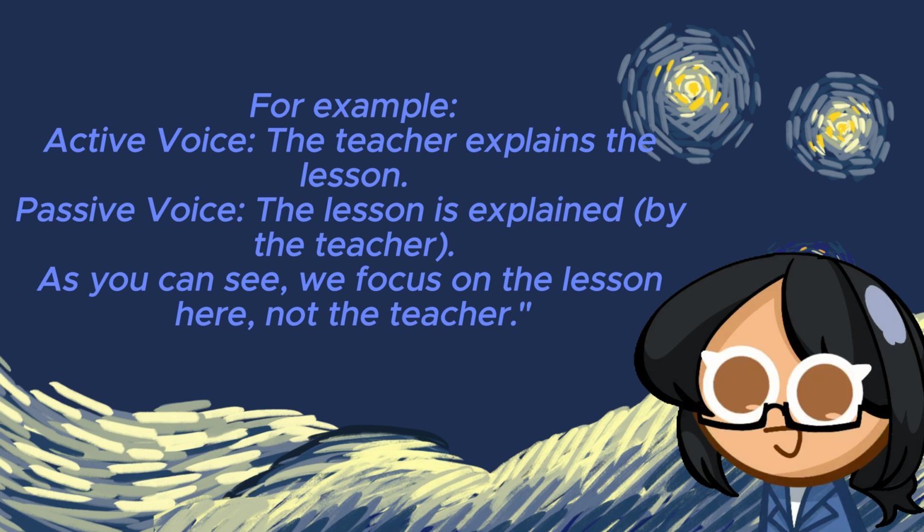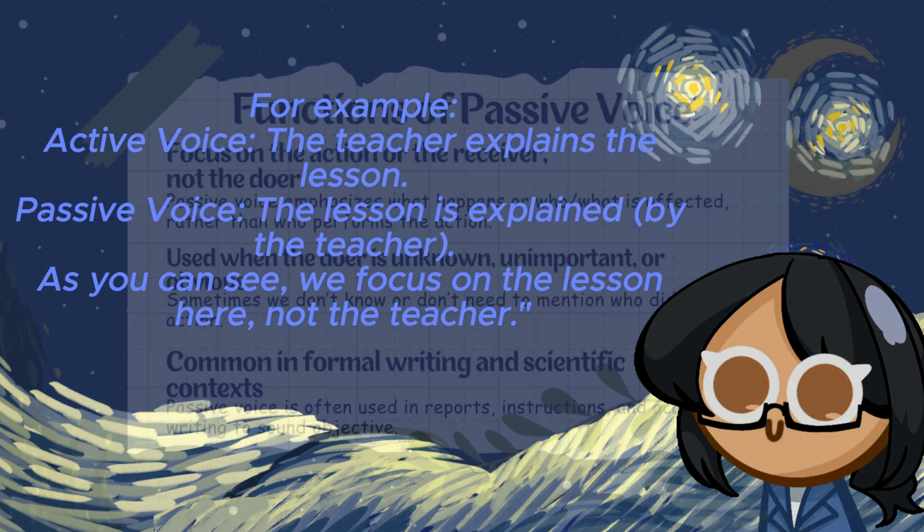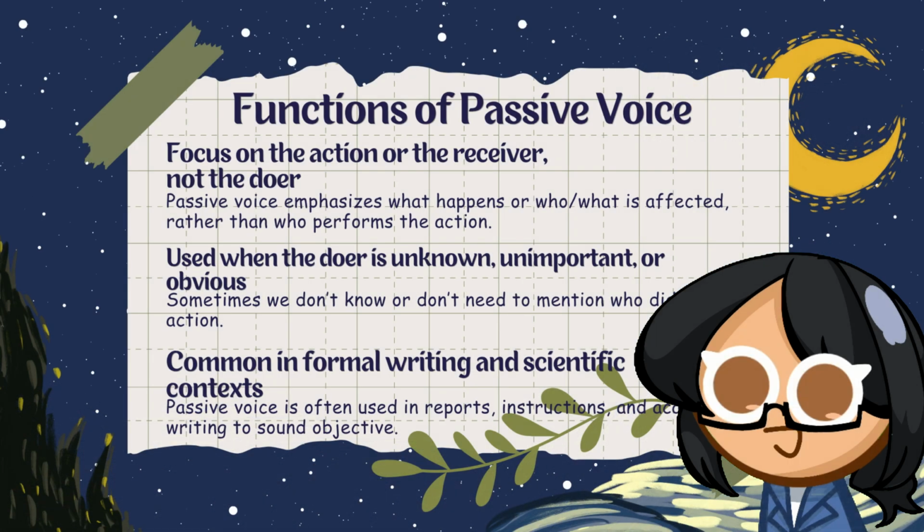In the passive voice, the lesson is explained by the teacher. As you can see, we focus on the lesson here, not the teacher. Next, we use passive voice when the doer, the one who performs the action, is either not known, unimportant, or already obvious. This happens when it doesn't matter who did the action, or we simply don't know.